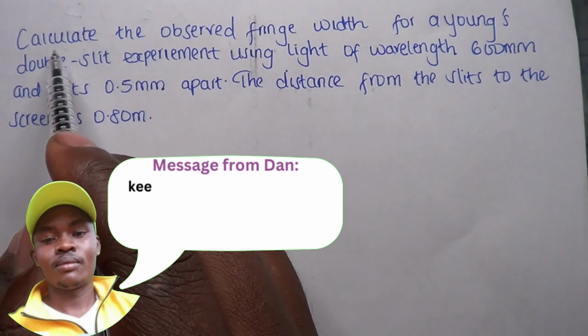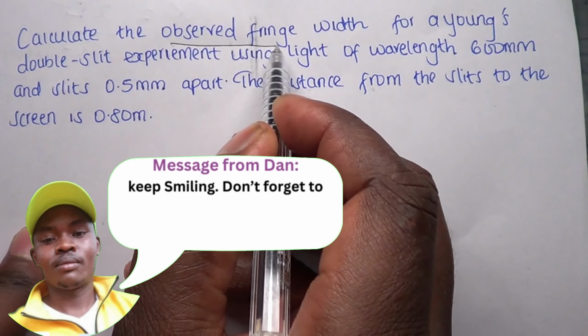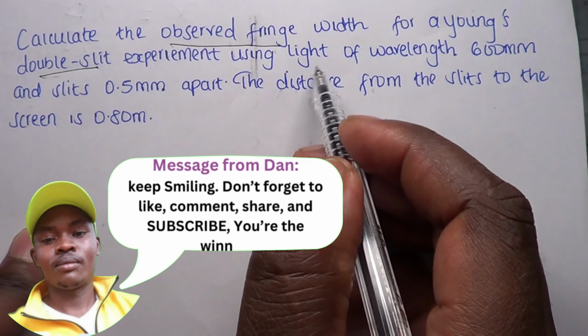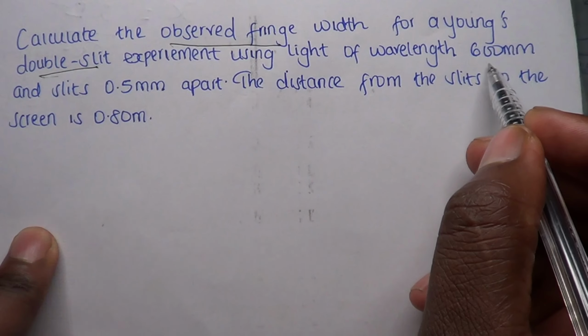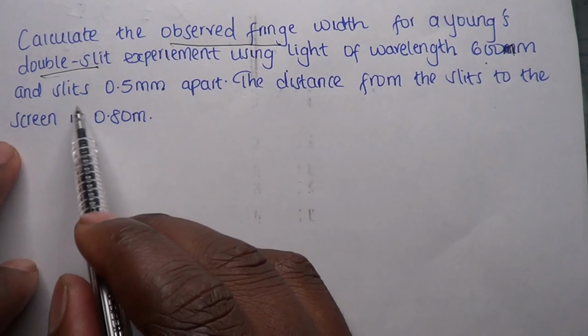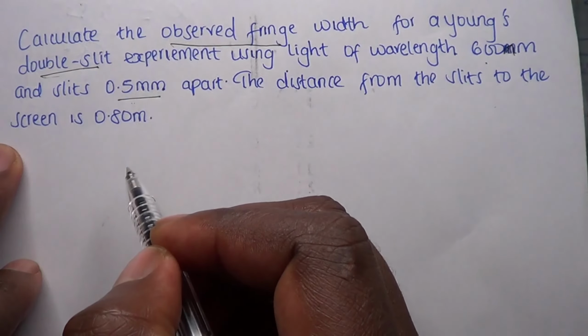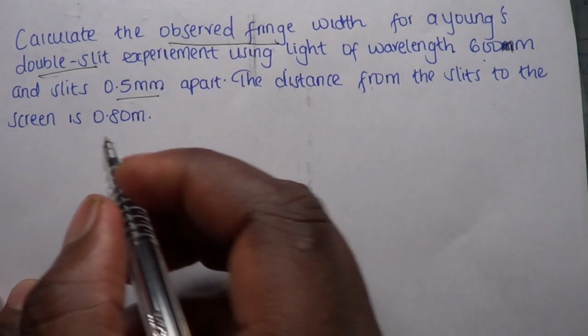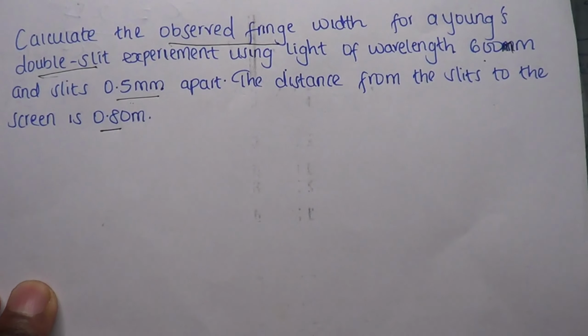In this question, we are being told to calculate the observed fringe width of a Young's double slit experiment using light of wavelength 600 nanometers and slits 0.5 millimeter apart. The distance from the slit to the screen is 0.8 meters.